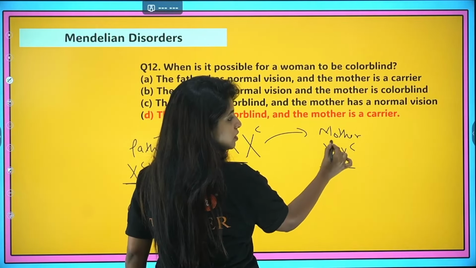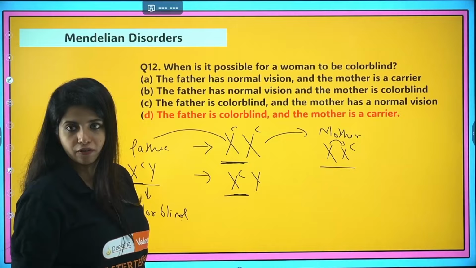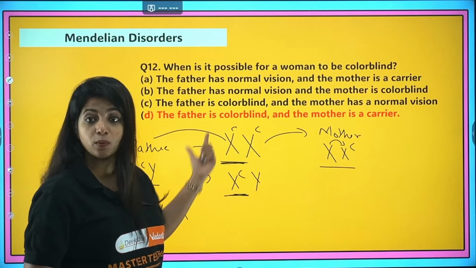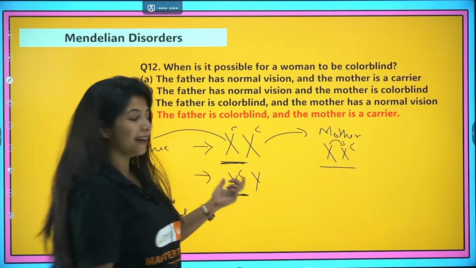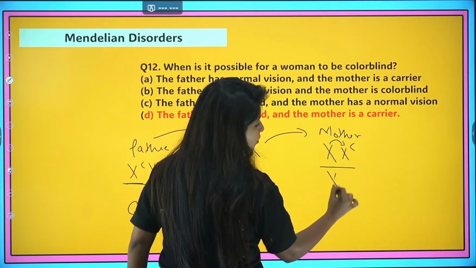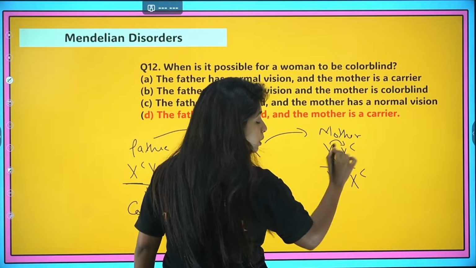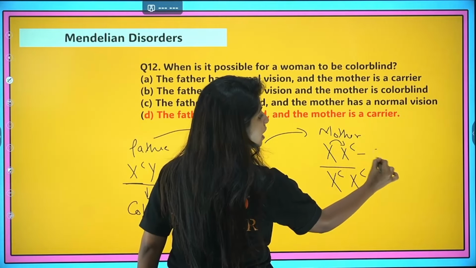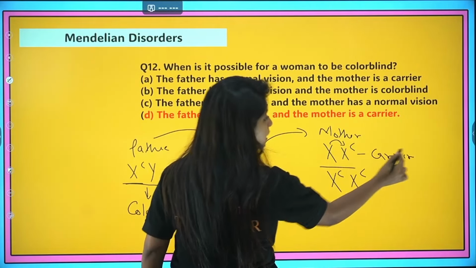Why a carrier? Because there is another X chromosome to overshadow this effect. Right? It's a recessive disorder. It can only appear in the recessive condition, except in the case of males, because over here there is no other X chromosome to overshadow the effect. Otherwise, she should be like this. So, either she should be colorblind, or she can also be what, my dear children? She can be a carrier.